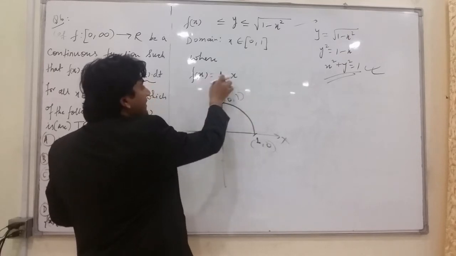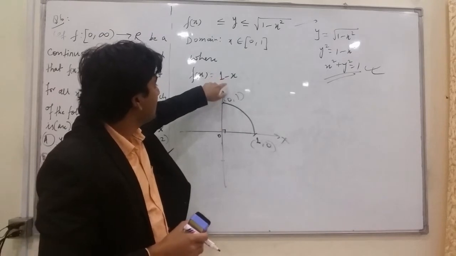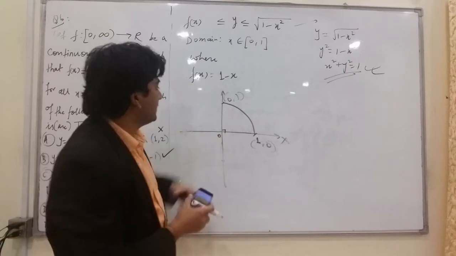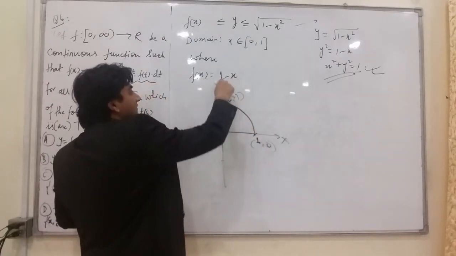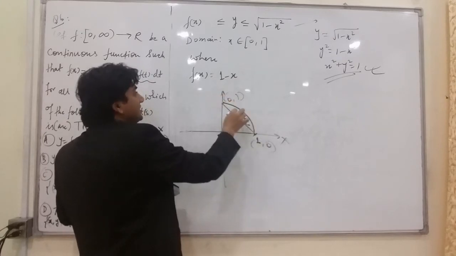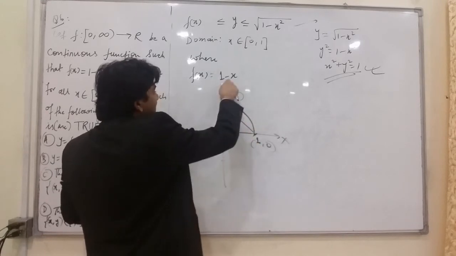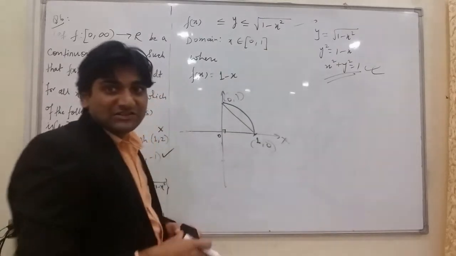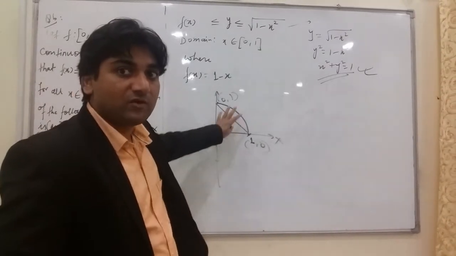Now y equals f(x) equals 1 minus x. We need to draw this graph also. If you put x as 1, then f(x) would be 0. So there is one point. And if you put x as 0, then y is 1. Then this point. Then this is a straight line like this. For this also, the domain is 0 to 1. So this is the graph for this line and this is the graph for this. Now we will check the inequality.